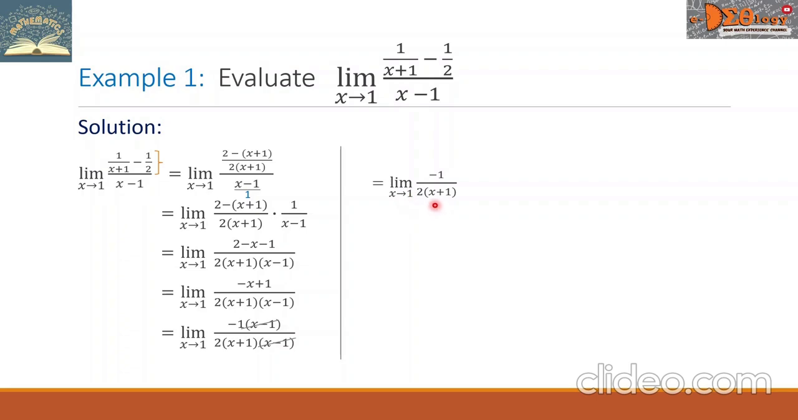That means we substitute this value 1 for x. So our expression becomes negative 1 all over 2 times the quantity 1 plus 1. In the denominator, the 1 plus 1 becomes 2. We multiply 2 by 2, that will be 4. So the fraction is negative 1 over 4. And we can write this as negative of 1 over 4.